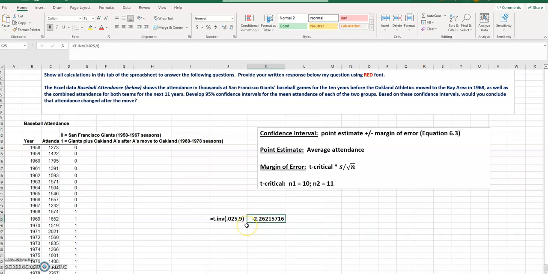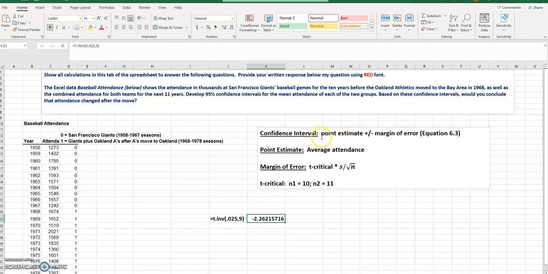And because of the symmetry of this curve, if I were to say equals t inverse 0.975, where I have the lower 97.5% separated from the upper 2.5%, you would get the exact same value. It only would be positive because it's to the right of the mean. So the construct for your confidence interval will be your point estimate, whatever you come up with for the average, plus or minus the margin of error. When you substitute the margin of error, it doesn't matter if you use negative or positive, because at one point you'll take the negative of the negative, which would give you a positive, and a positive of a negative would give you the negative.